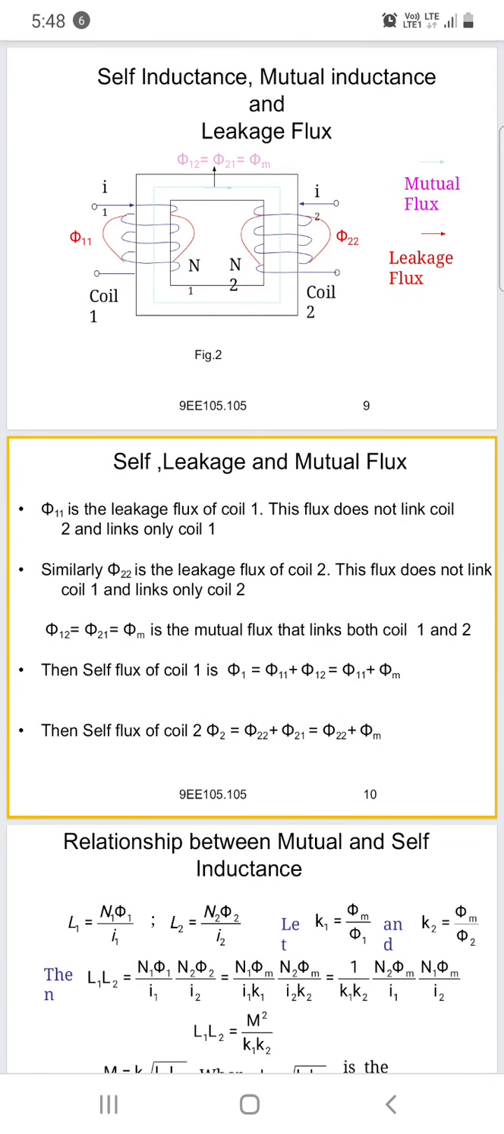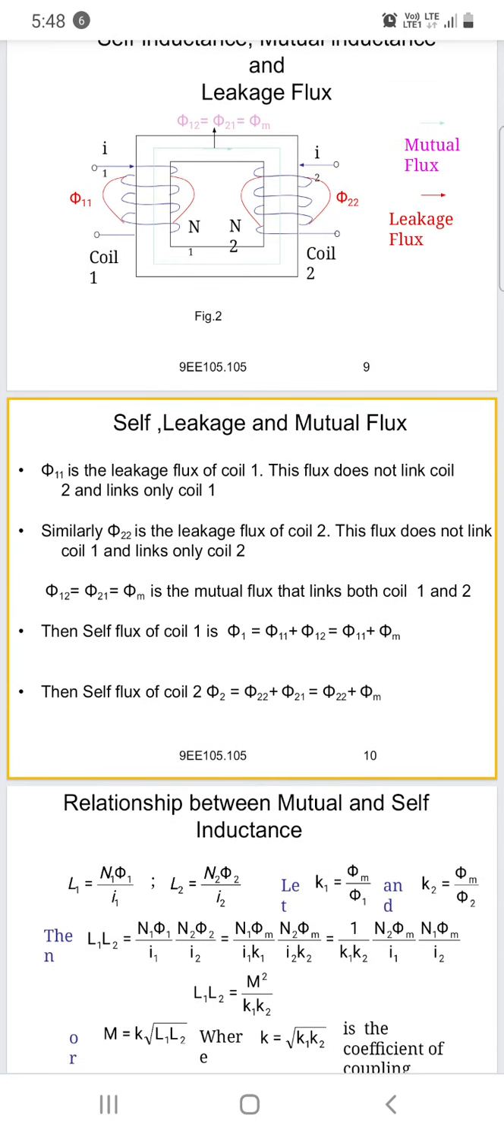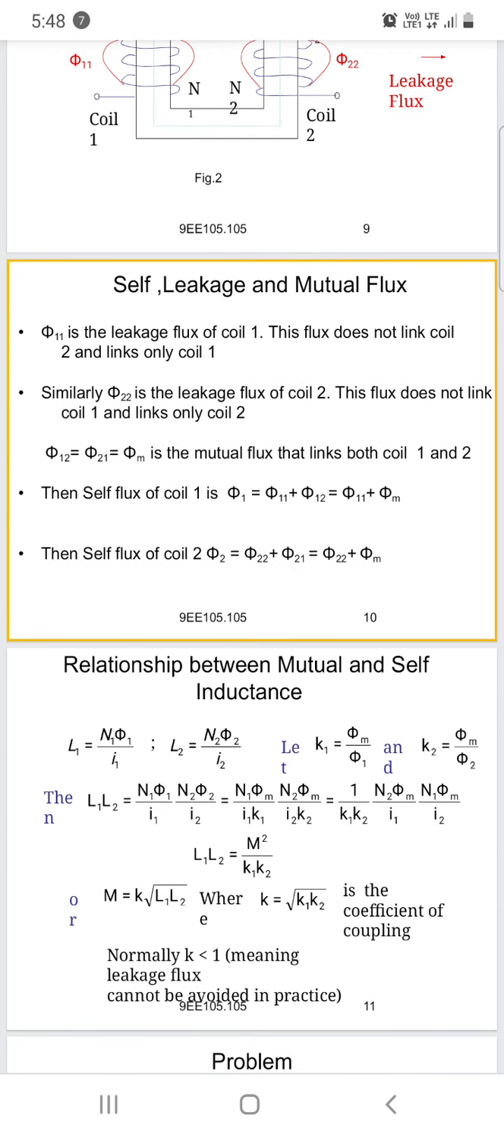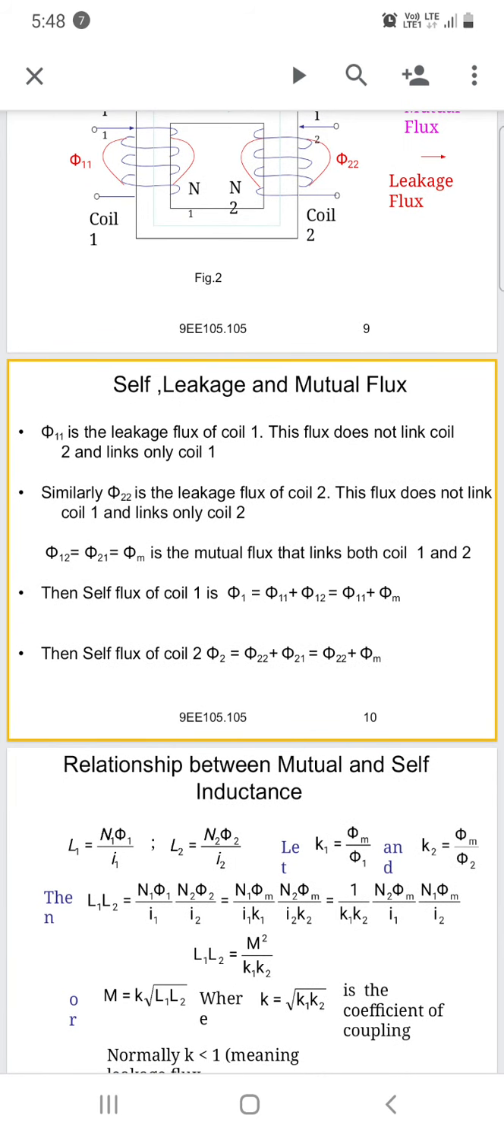Next, self, leakage and mutual flux. What are the self, leakage and mutual flux? Here phi 11 is called the leakage flux of coil 1. This flux does not link with coil 2 and links only coil 1, so it is called the leakage flux of coil 1.